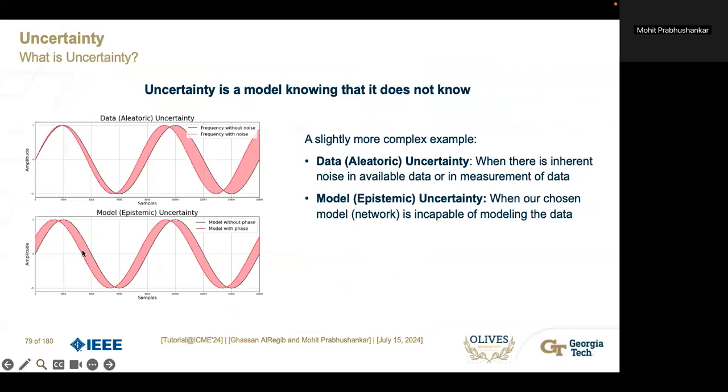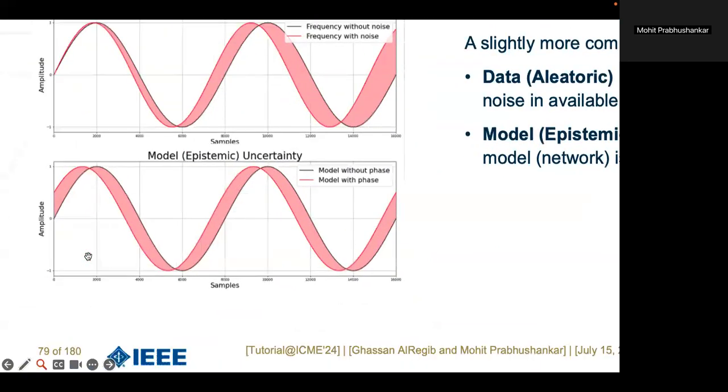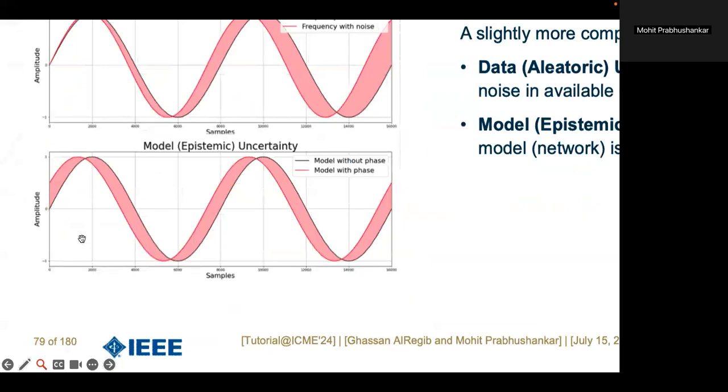There is another kind of uncertainty, which is model or epistemic uncertainty. In this particular case, let's say my original signal had a phase associated with it. But unfortunately, I didn't know that beforehand, and I did not account for it in my model. I just used cos 2 pi ft as my original model, and I tried to reconstruct a signal which in fact has cos 2 pi ft plus a certain phase phi. Since the model I've used cannot account for this additional phase, all your outputs will have certain uncertainty associated with them. This is what is called model or epistemic uncertainty.